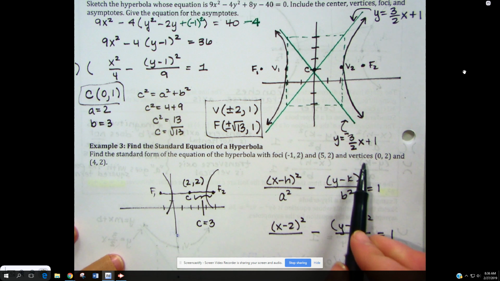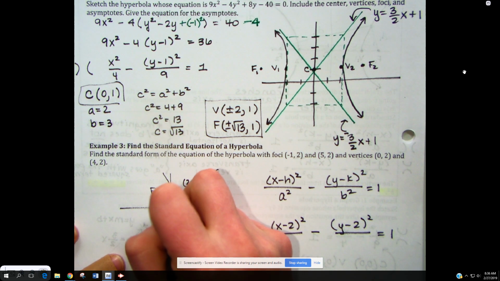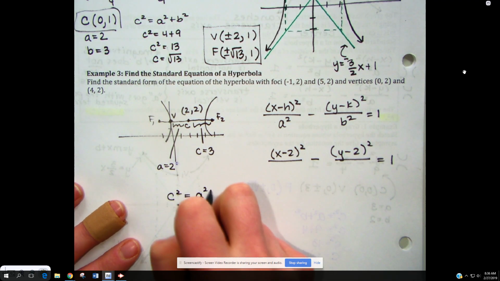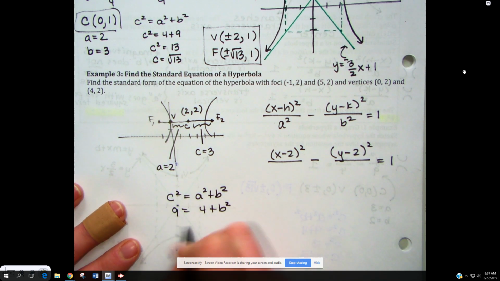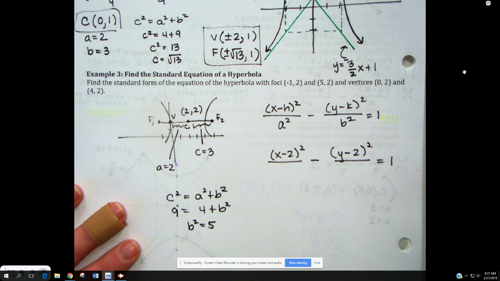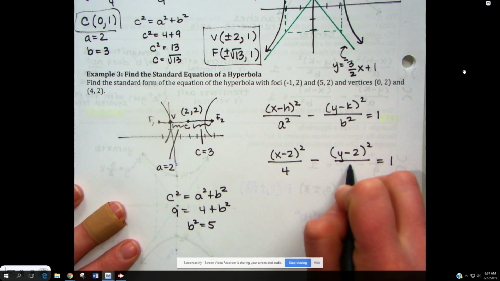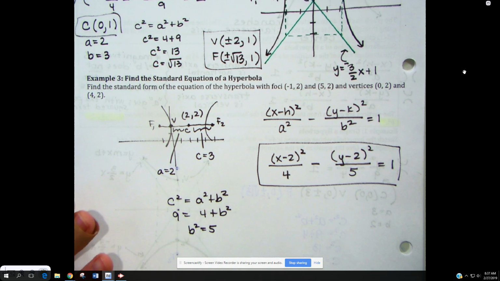The second piece here about my vertices being at 0, 2, and at 4, 2, well, if you're at 0, 2, then that would give me the distance from the center to a vertex, right? So the distance from center to vertex tells me that a is exactly 2 units. And if I know, whoops, I'm falling off the screen, a squared plus b squared equals c squared, then I would have 9 and 4 plugged in. So we know that b squared must be 5. I can plug this stuff in now, right? a squared is going to be 2 squared, and b squared is 5. And I've managed to find the equation that fits this particular description.